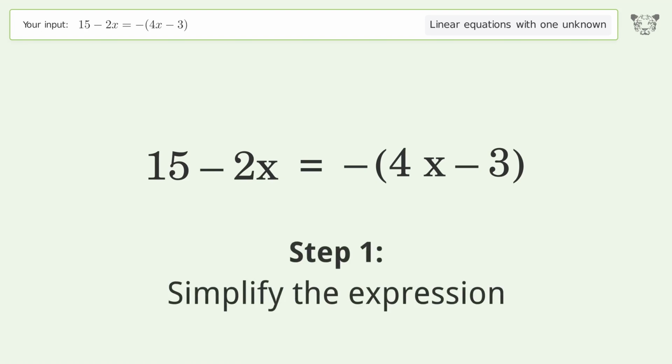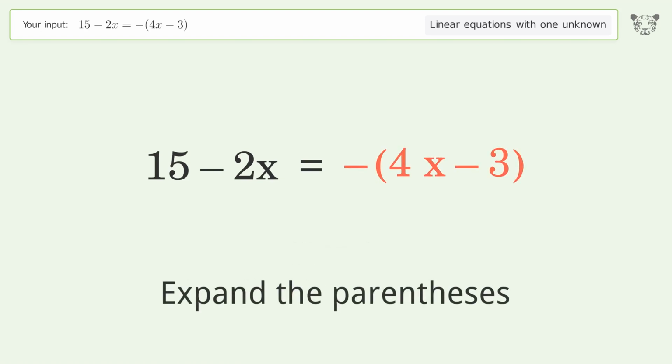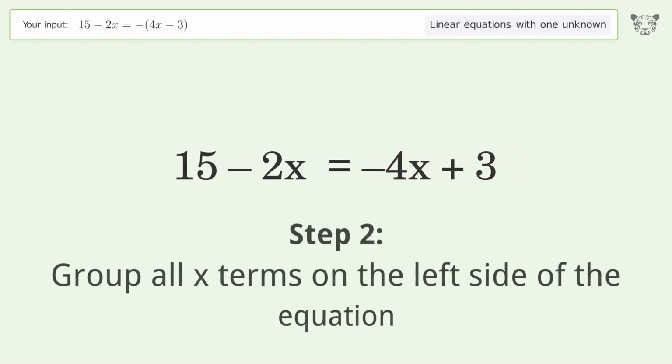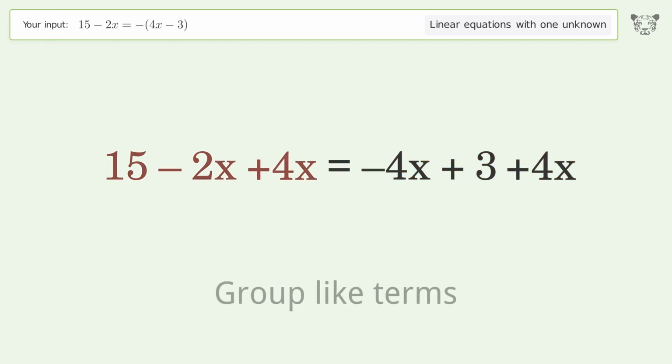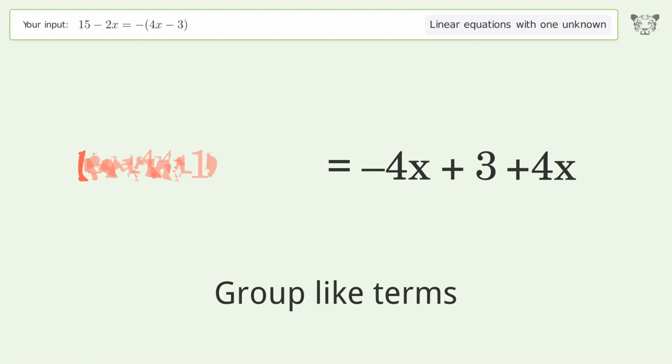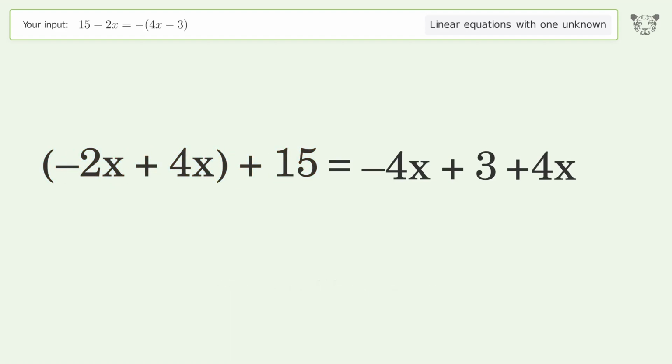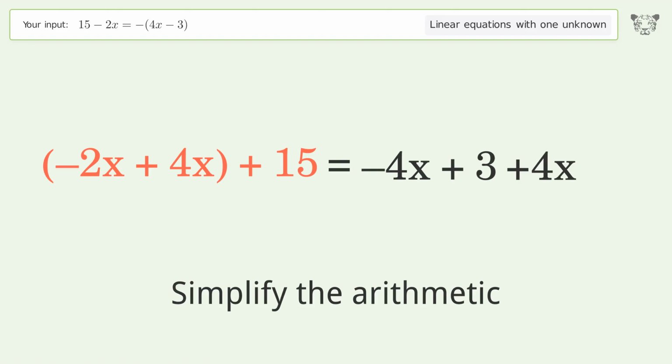Simplify the expression. Expand the parentheses. Group all x terms on the left side of the equation. Add 4x to both sides. Group like terms. Simplify the arithmetic.